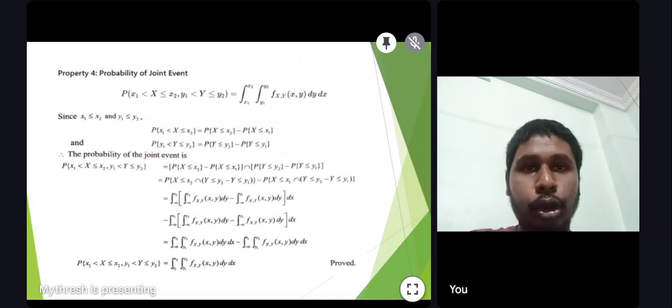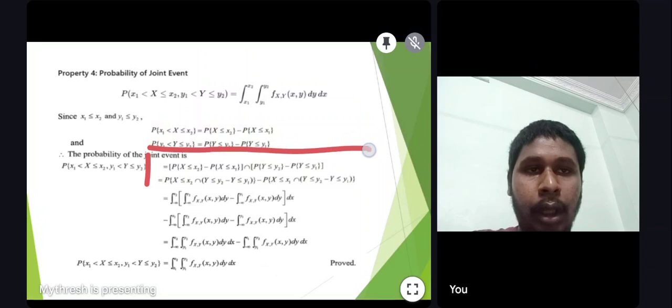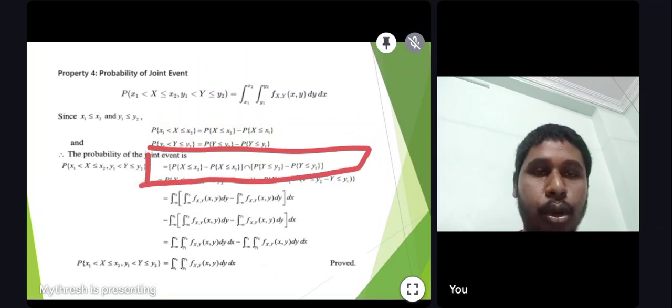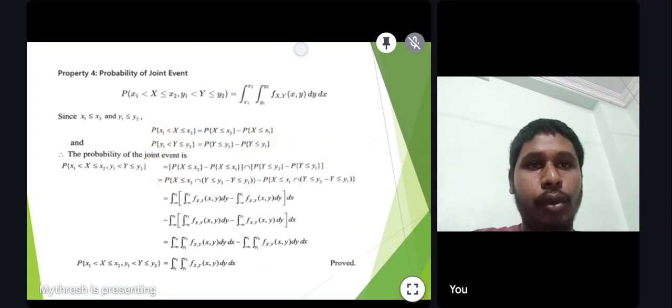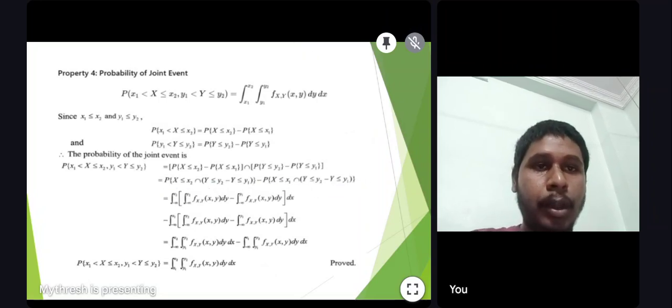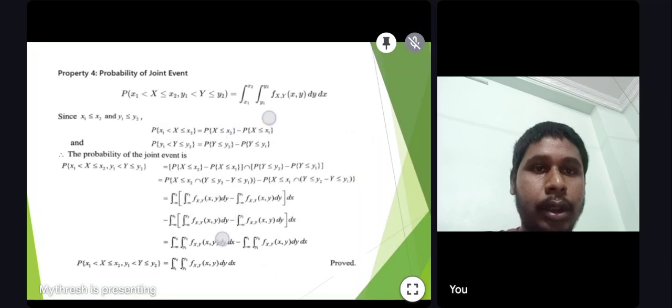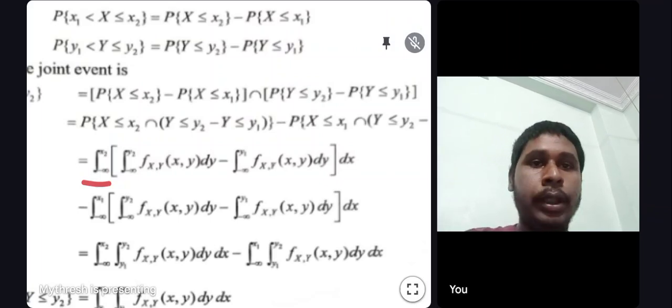As we know, the probability of a joint event in an interval is given as: the probability of x less than or equal to x2 minus the probability of x less than or equal to x1, in union with the probability of y less than or equal to y2 minus the probability of y less than or equal to y1. If we consider it as a whole and apply the set functions, and then apply the integrals according to the initial properties, we will get this directly. Let us see it more clearly. Here we get the integral from minus infinity to x2, and the whole thing is integrated with the inner terms like this.